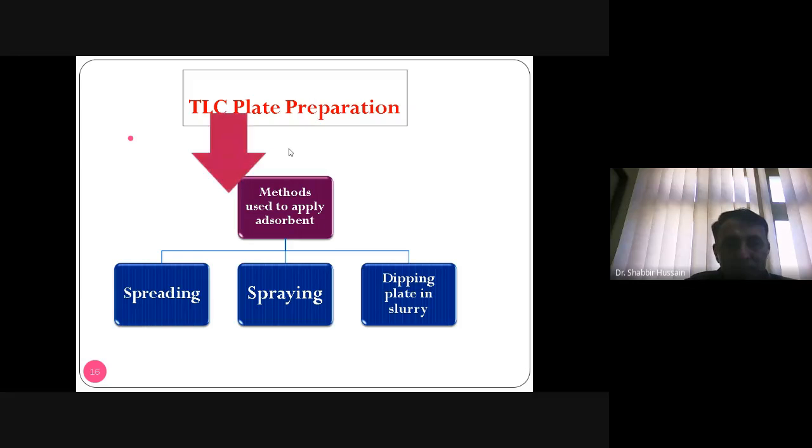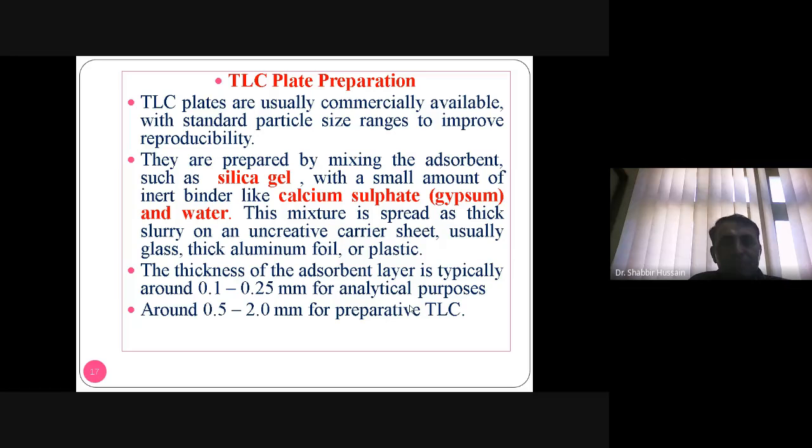How will you prepare it? The method is used to apply the adsorbent. The adsorbents include silica or alumina, right? Initially, you prepare the slurry and binding agent, and you can spread it on the TLC plate, spray it, or dip the plate in the slurry. TLC plates are usually commercially available with standard particle size ranges to improve reproducibility. So this is a commercially available one, right?